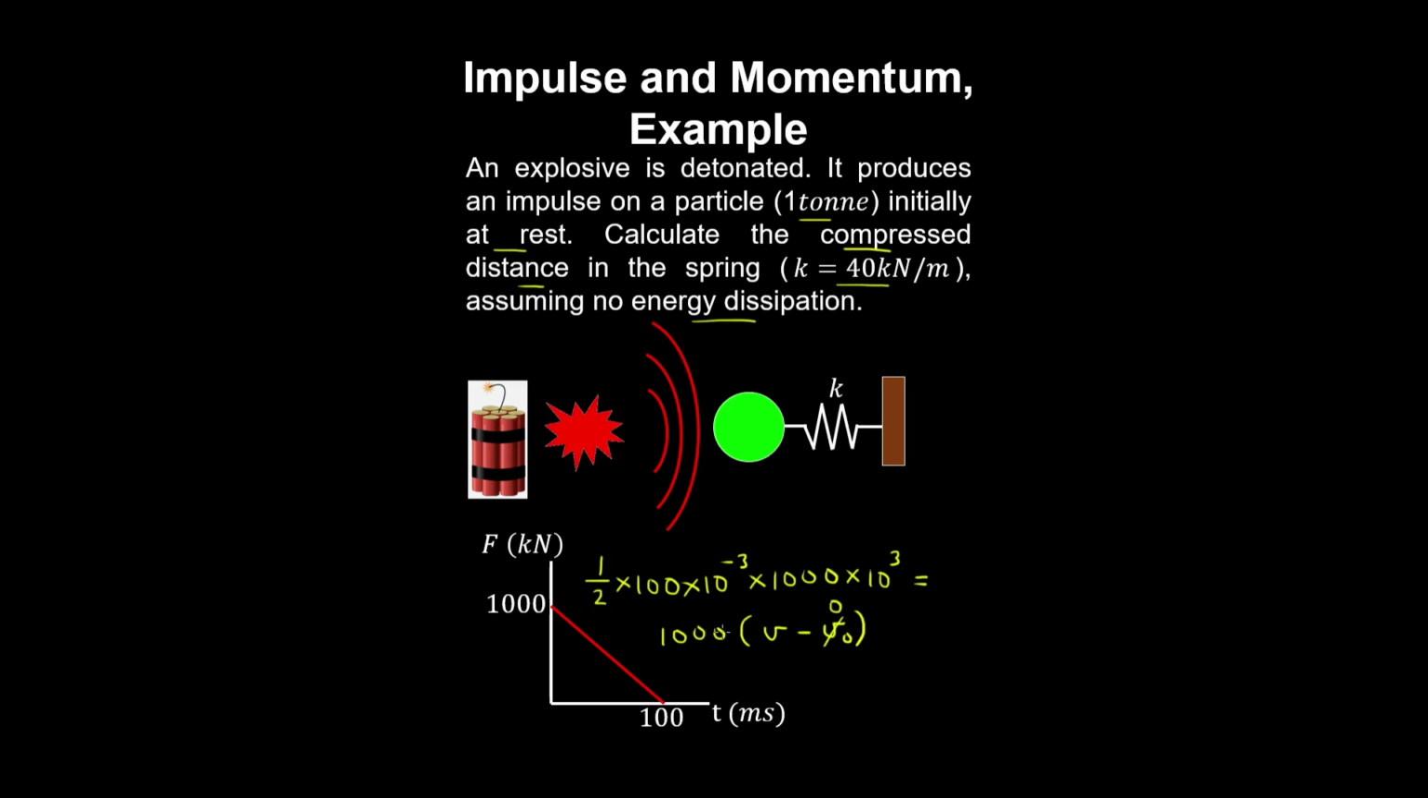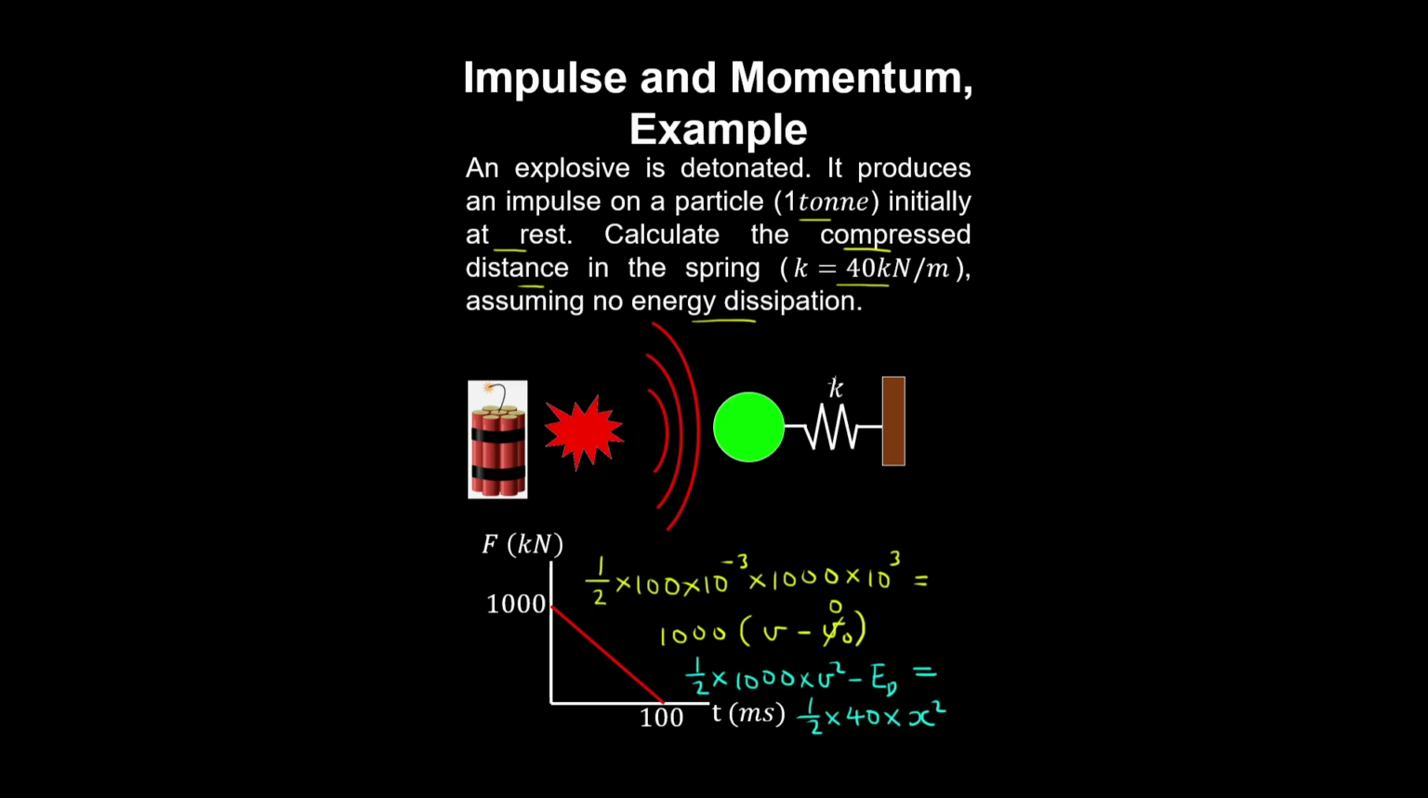And then once you solve for the velocity, we apply the conservation of energy, which is the kinetic energy minus the energy dissipated, which may be due to the explosion damaging the mass. And this kinetic energy is converted into elastic potential energy to compress the spring. So 40 kilonewtons per meter is the same as newtons per millimeter.